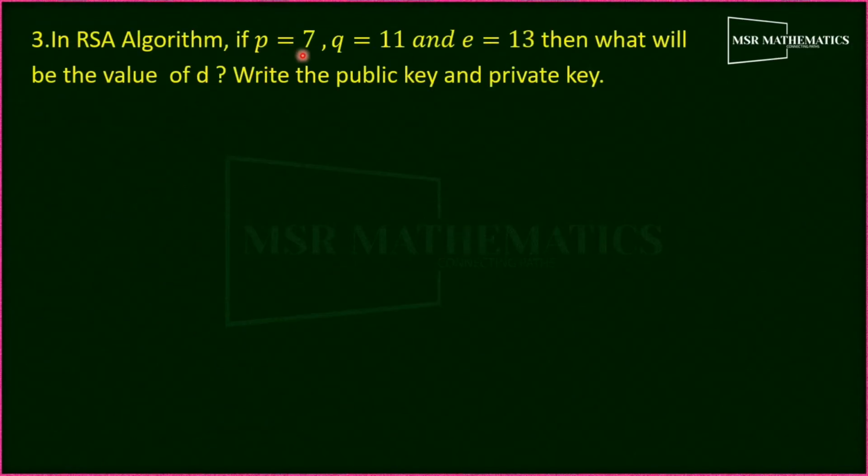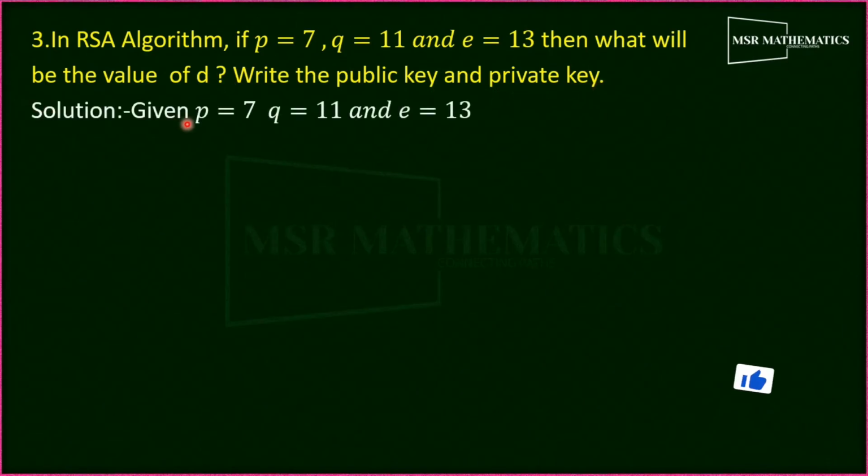In the RSA algorithm, if P is equal to 7, Q is equal to 11 and E is equal to 13, then what will be the value of D? Write the public key and private key. First, take the given data. They have given P as 7, Q as 11 and E as 13. So first you have to take the N value as P into Q. Here P is 7 and Q is 11. We get the value 77. That is the value of N.